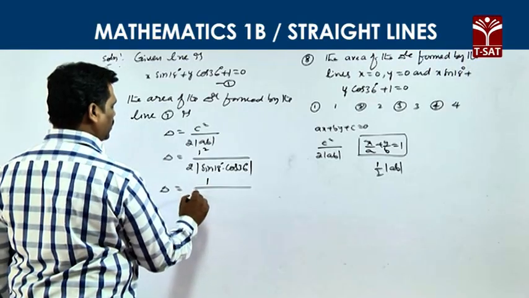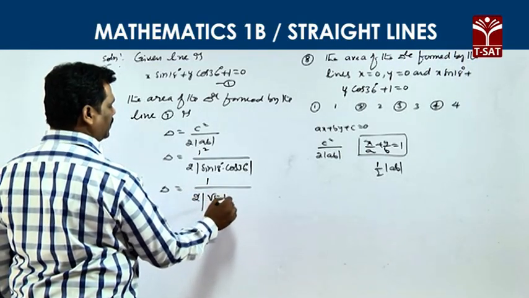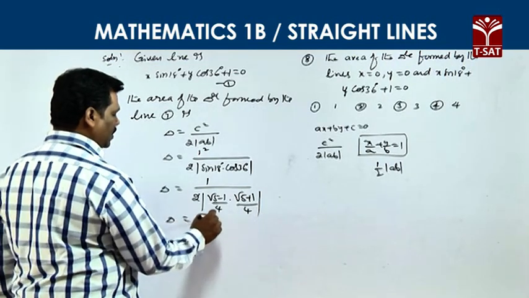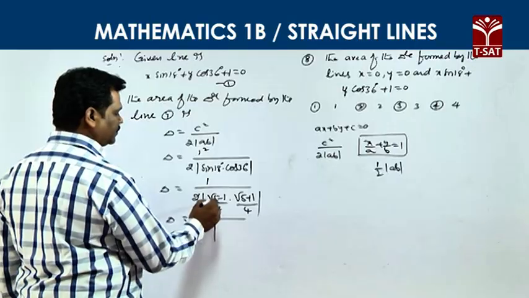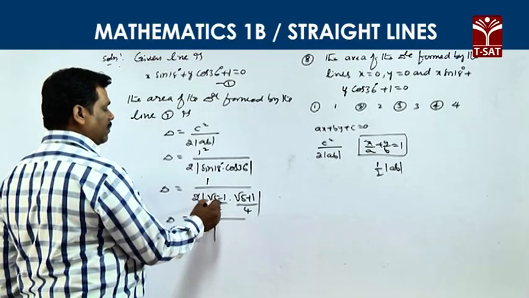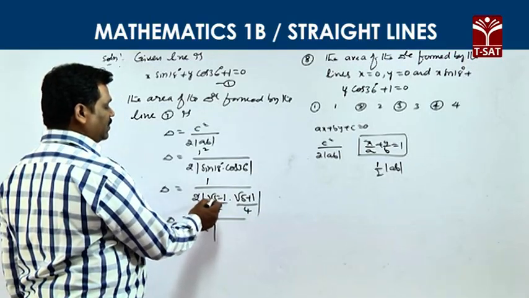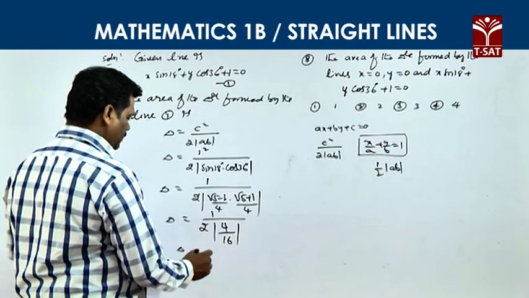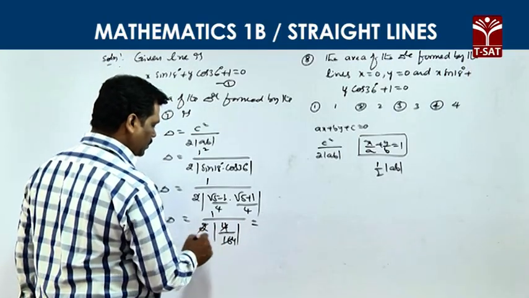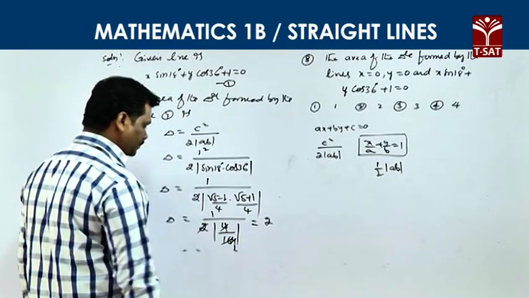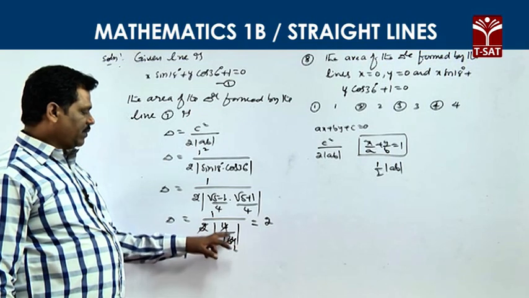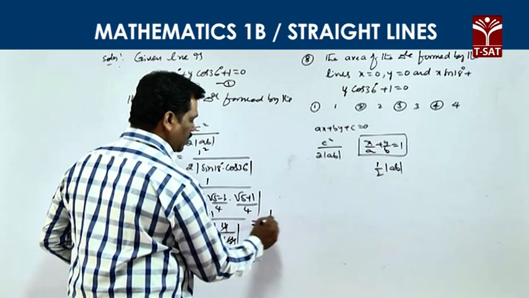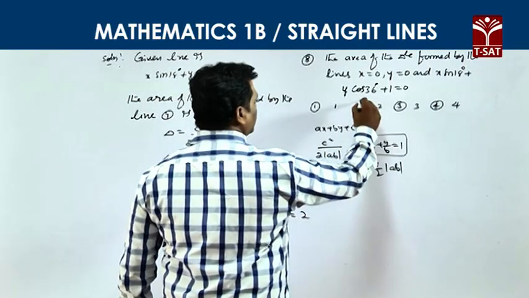So here delta is equal to 1/2 into sin 18° = (√5 − 1)/4 and cos 36° = (√5 + 1)/4. So delta is equal to 1/2 into |(√5 − 1)(√5 + 1)|/16. (a − b)(a + b) = a² − b², so √5² − 1² = 5 − 1 = 4, 4/16. So delta is equal to 1/2 into 1/4, which gives 1/(2 × 1/8)... the result is 2. The answer is the second one.